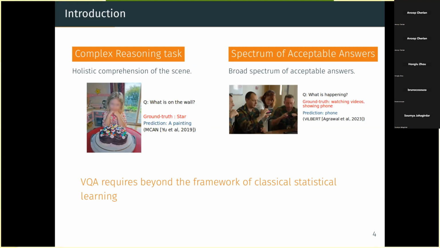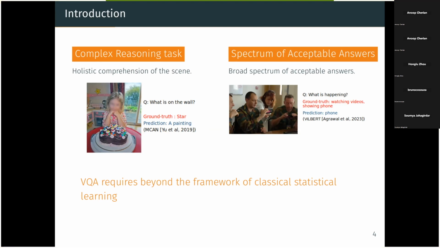It's like they start the body object next to the girl, so it would be easy for us. But the model can say painting and other answers, because it's a natural language task. It allows a broad spectrum of acceptable answers. For example, on the right and on the left here, what is happening? Someone can say people are watching videos or showing a phone. It shows the complexity of the task.